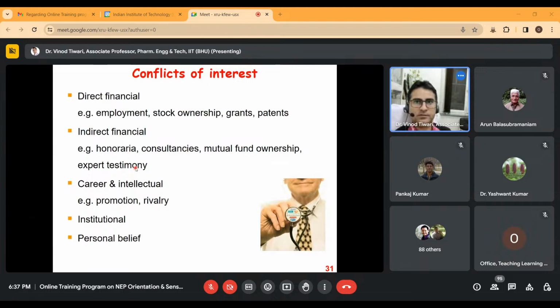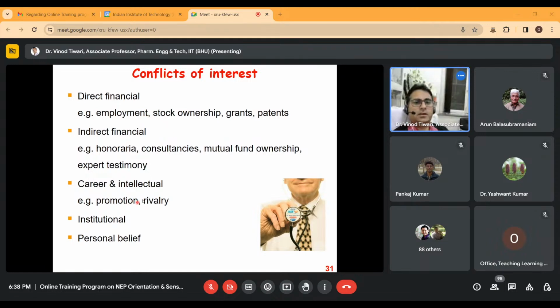Conflict of interest is another important point regarding which most of the people are not aware. It can be a direct financial conflict of interest. For example, if it is because of a job or stock ownership or grants or related to a patent, those kinds of things should be declared in this column. Okay.